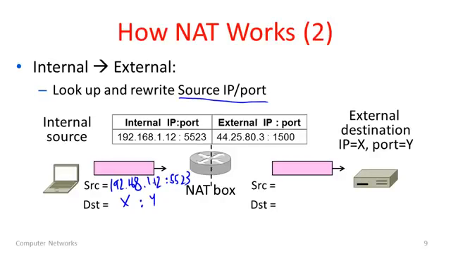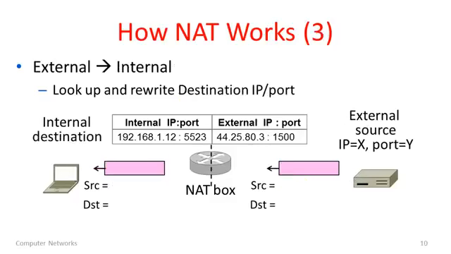We map this incoming source and port to this particular external IP address and port. So now the source will be 44.25.80.3:1500. Oops, a little squish there. The destination is going to be unchanged because we want it to go to x:y. And it will reach that web server, which will hopefully do some things and send a reply.